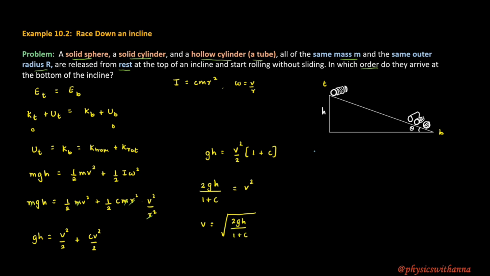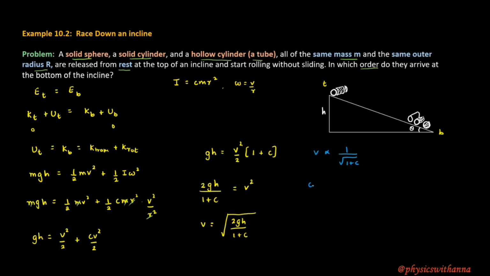Now, if you look at this expression, we get that V is inversely proportional to square root of 1 plus C, or it is inversely proportional to C. That means the higher the value of C, the lower will be the velocity of the object, and the smaller the value of C, the higher will be the velocity of the object. So let us first compare the value of C for each of these objects.